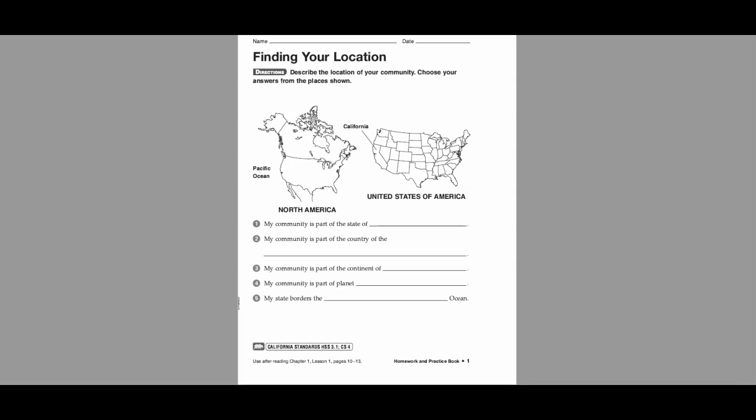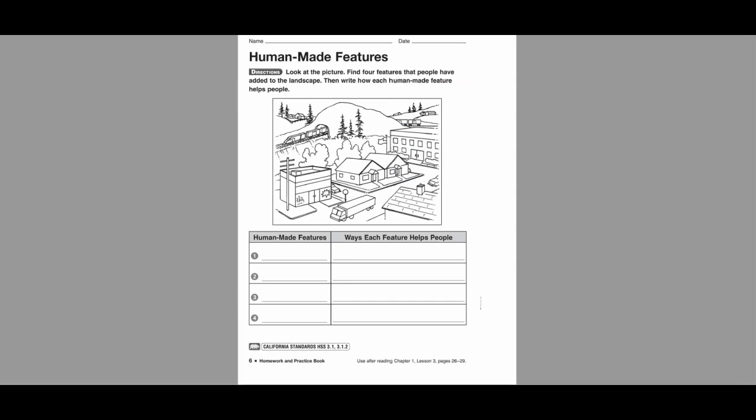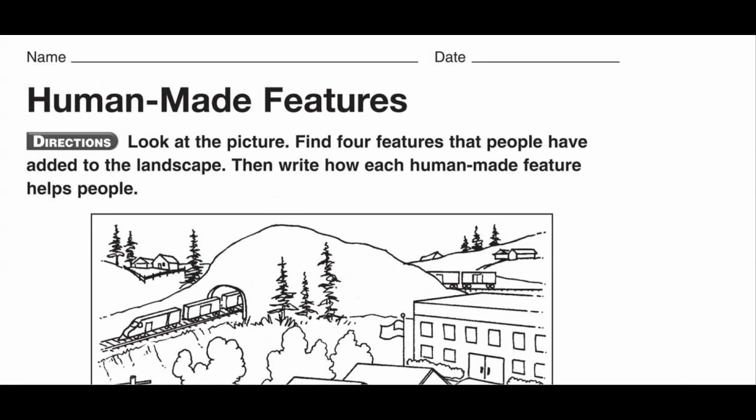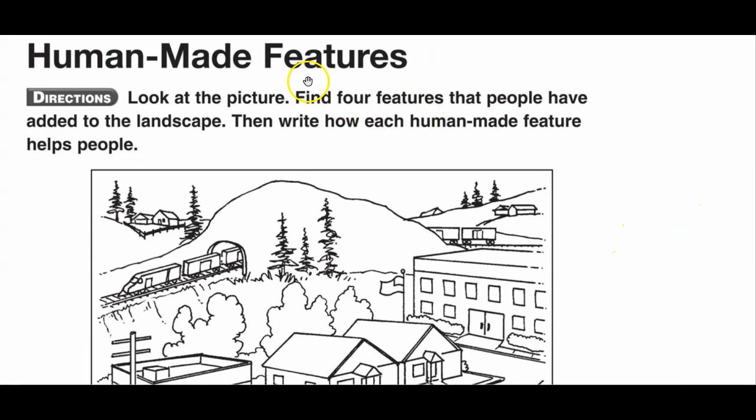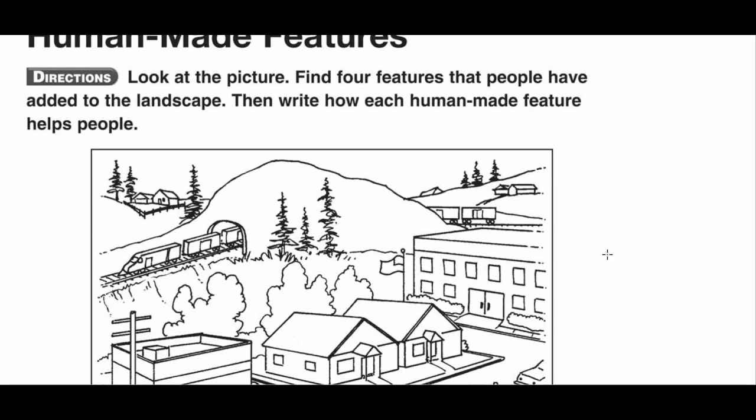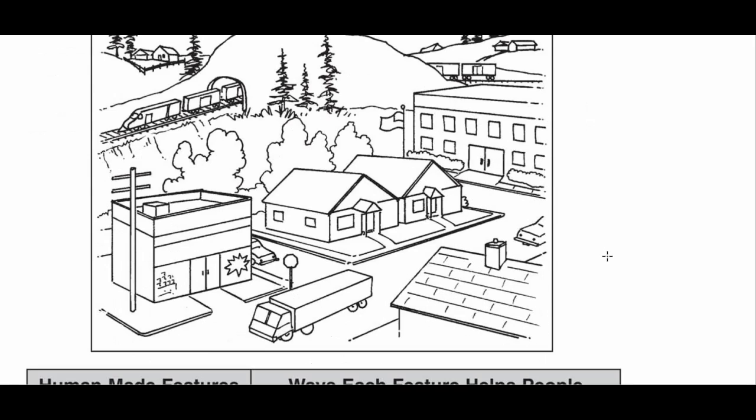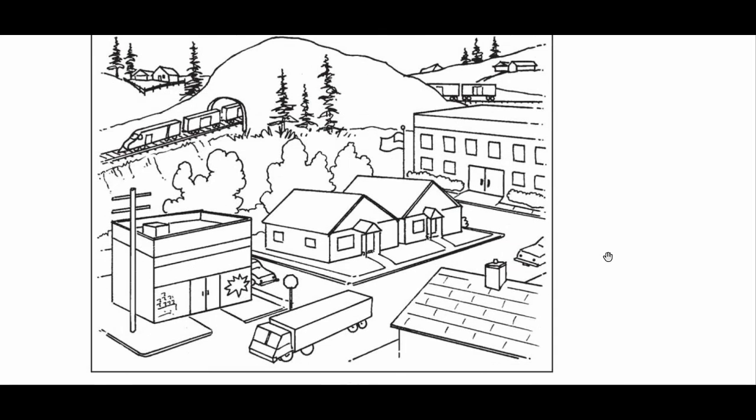Go to this. We did this page already. This one right here. Go to this page right here. Okay. It says human-made features. Look at the picture. Find 4 features that people have added to the landscape. Then write how each human-made feature helps people. Okay. All right. So look at the picture there.